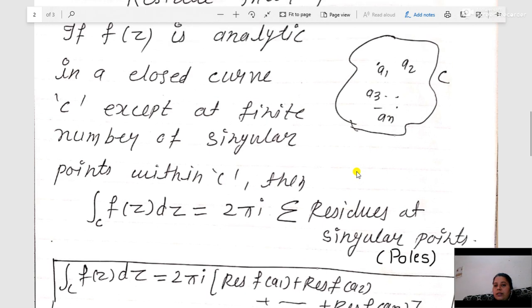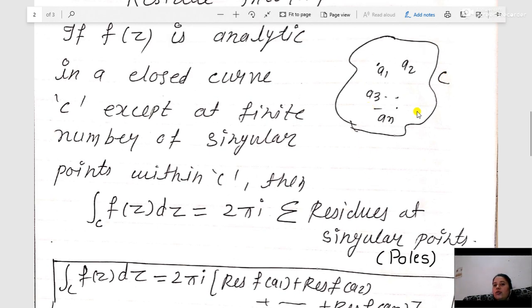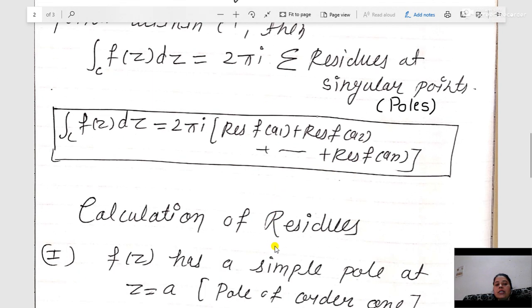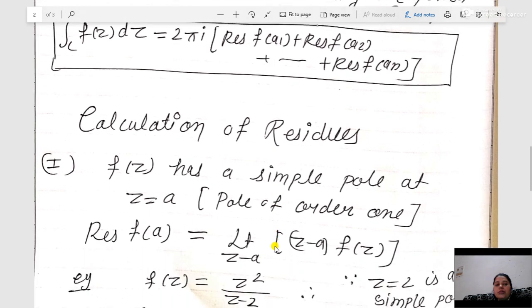So let's see by diagram. C is a closed curve and a function f(z) is analytic within this curve C, and it has n number of singular points or poles where the function is not analytic. So the integration of f(z) dz along this curve C will be calculated using the formula 2 pi i into residue at f(a1) plus residue at f(a2) up to residue at f(an). Next, we will see how to calculate residues.